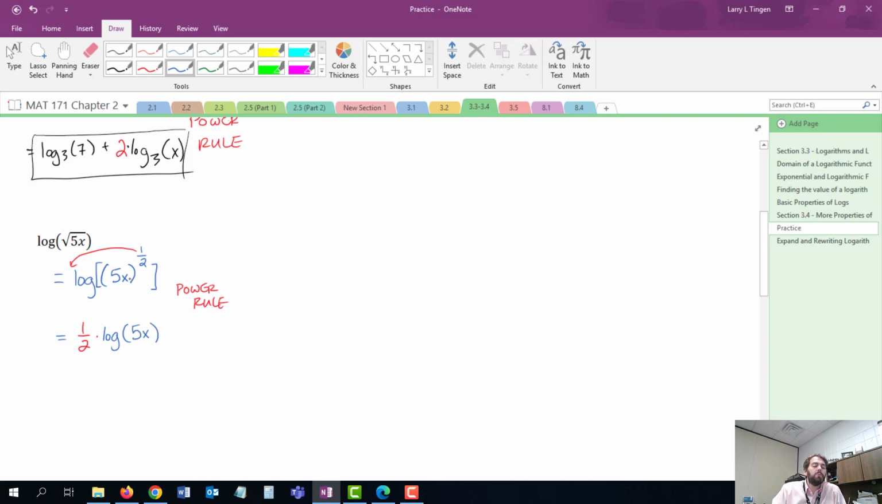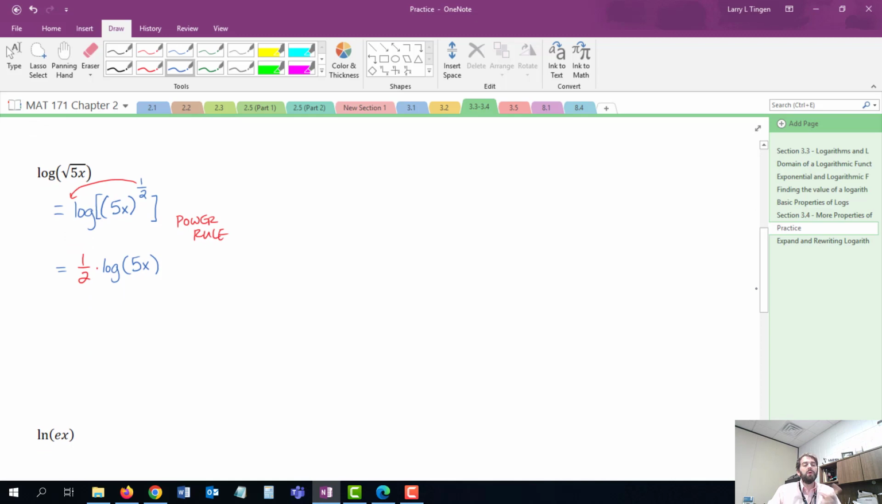Now, I put parentheses in here to really drive the point home that the square root is covering the 5 and the x. So you see the brackets go outside of it just to remind me this is what I'm taking the log of. The brackets disappear because I don't need them. Once the power goes out front, I just go back to parentheses. When I'm doing brackets and parentheses, they're interchangeable.